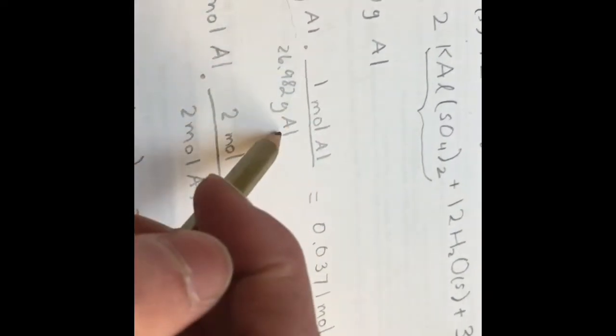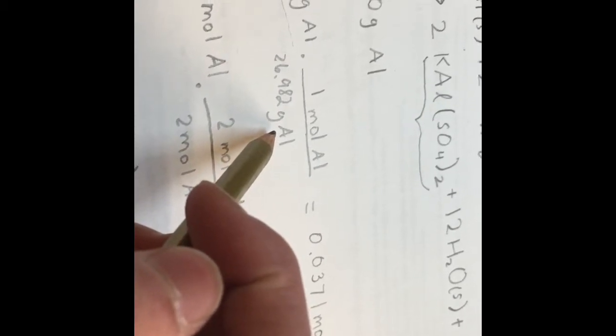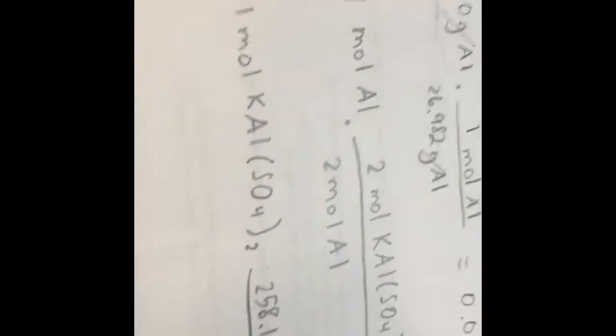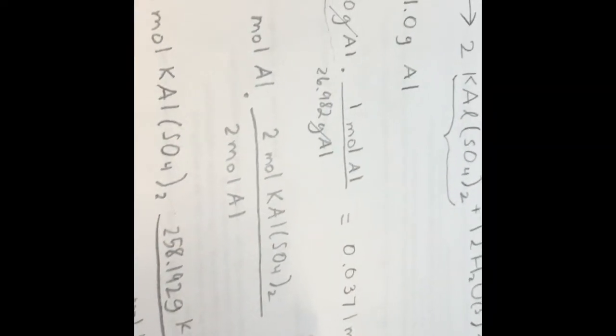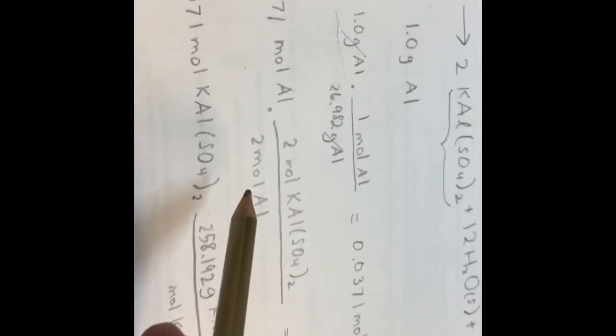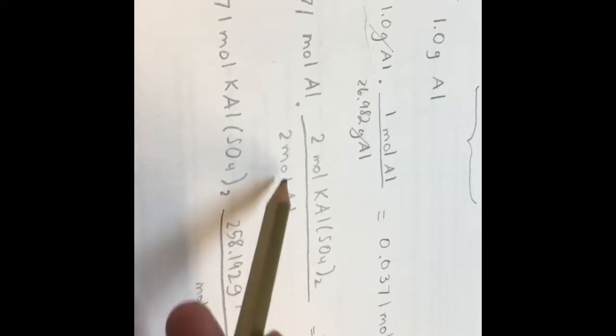All right, so we measured out exactly 1.0 grams of aluminum. Therefore, 1.0 grams of aluminum. If we put in the molar mass, we get, cross out the grams, we get 0.0371 moles of aluminum. We take that and we put that through the ratio, right? 2 moles of aluminum, 2 moles of alum produced. That goes away, so it's a 1-to-1 ratio.